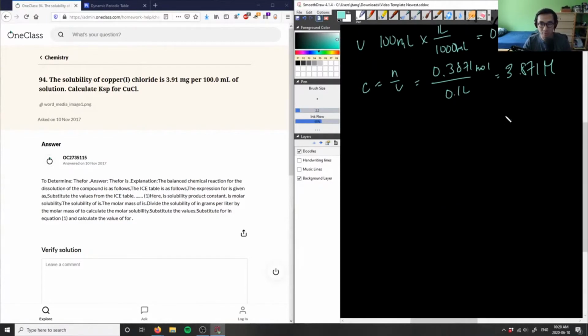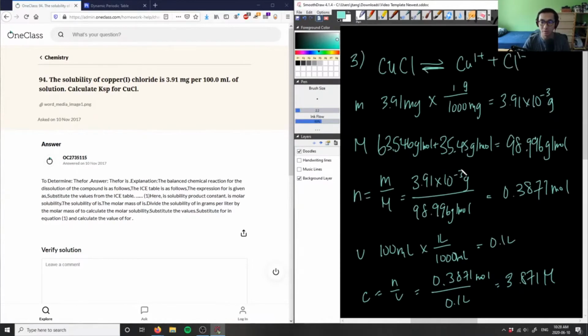So now we can figure out our Ksp value by simply looking at our ICE table here. Because we're not given our Ksp for this equilibrium reaction, that's going to be something that we're going to be solving for.